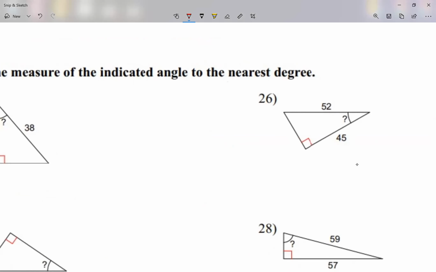Okay, so the nearest degree, that means I want you to round it to the nearest whole number. Your answer will be as a decimal, but rounded to the nearest whole number.